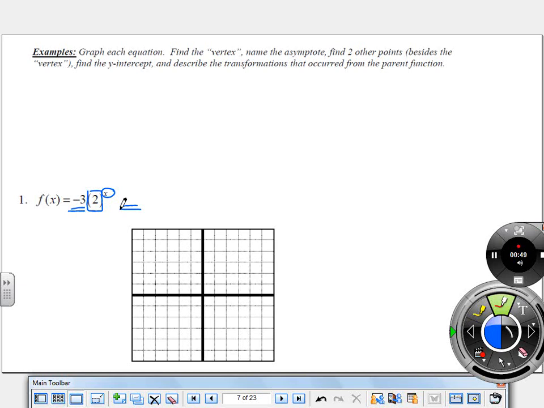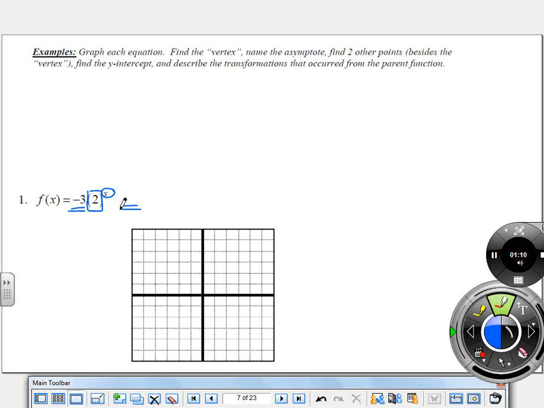The difference is what the parent function looks like is going to be slightly different if this was a 2 than compared to if it was a 3. So it's going to benefit us in these ones to make a sketch of the parent graph first before we go about all of our transformations. So first look at this, and can anybody tell me what transformations are going to happen?